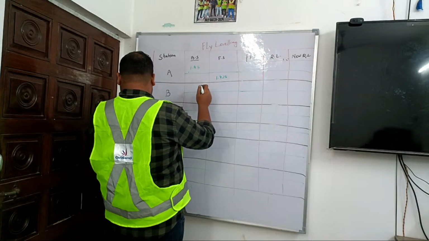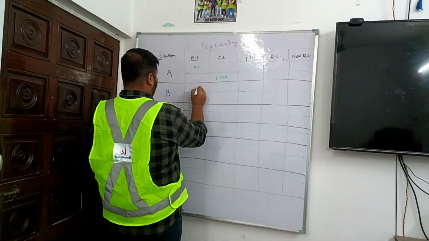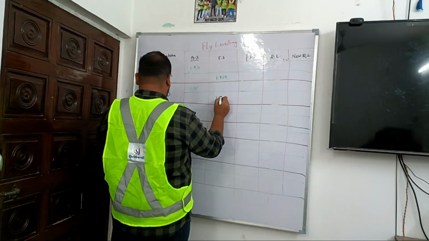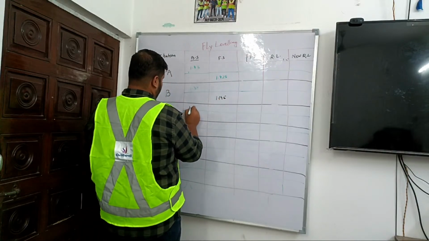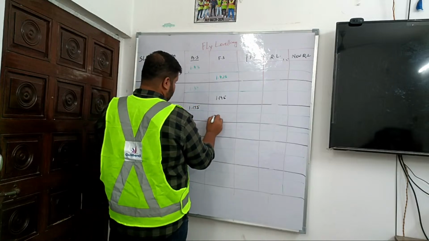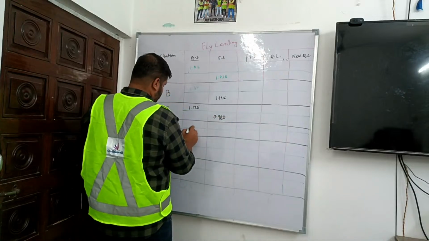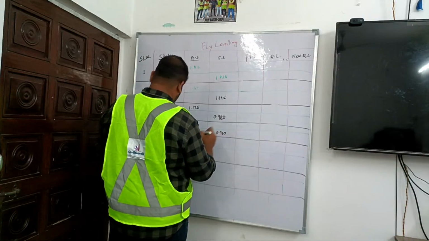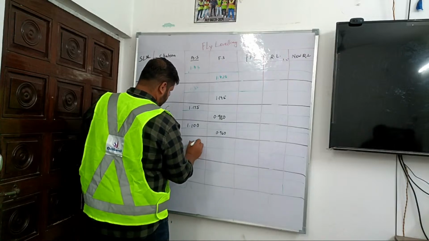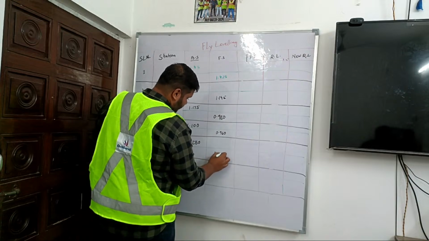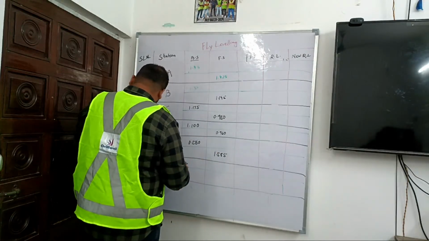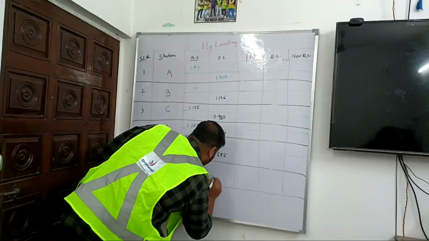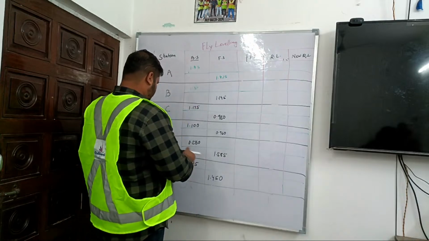The next reading is 1.34. This is 1.145, 1.175, 0.90, 0. These were the readings.